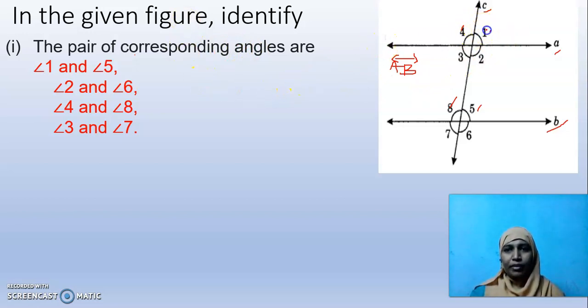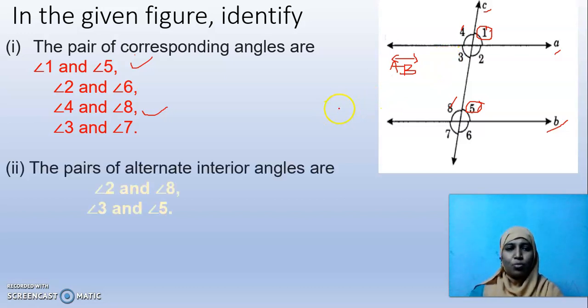See, angle 1, angle 5: one interior, one exterior on the same side of the transversal. Similarly, 4 and 8 is another pair. 1 and 5, 4 and 8. Then what do I have? 2 and 6, one inside, one outside. 3 and 7, one inside and one outside. See, I have listed all the 4 pairs. So if I have one transversal across one pair of parallel lines, I have 4 pairs of corresponding angles.